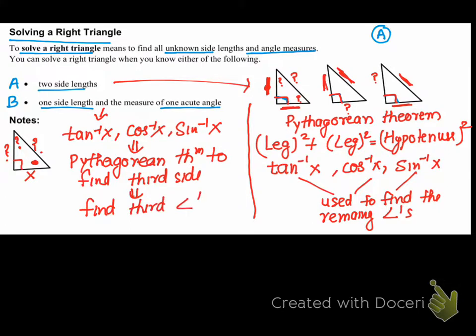And how can you find it? To find it, you know the acute angles are complementary, so use that logic. Acute angles are complementary, you use that and find your third angle. This way you can solve and always get your answer for any right triangle.